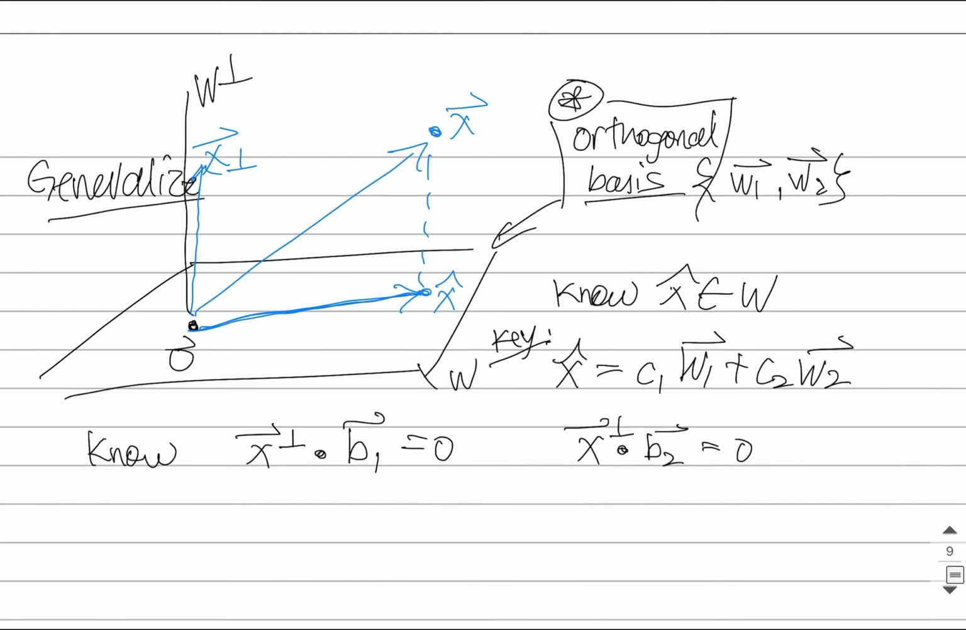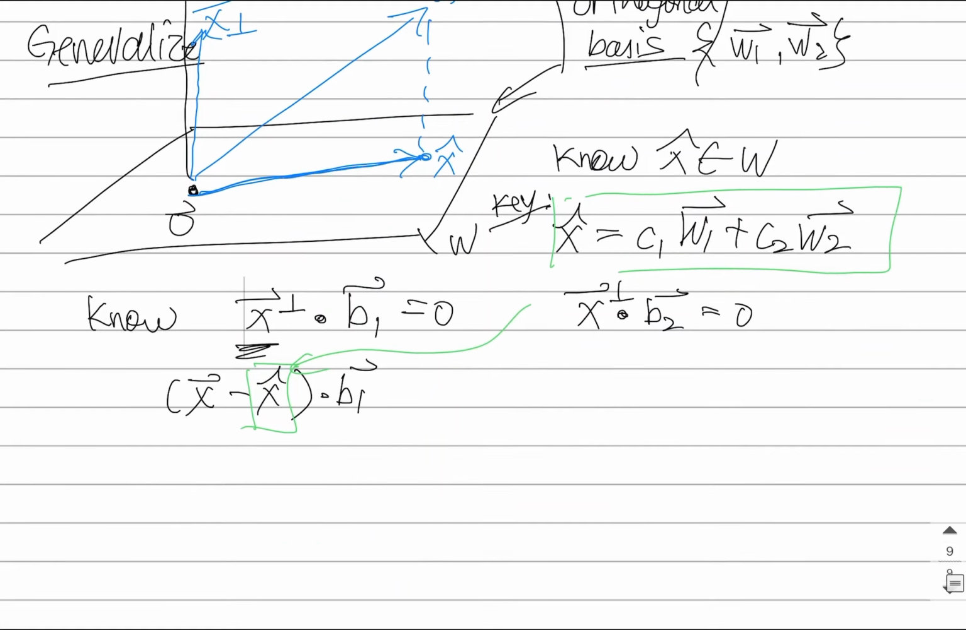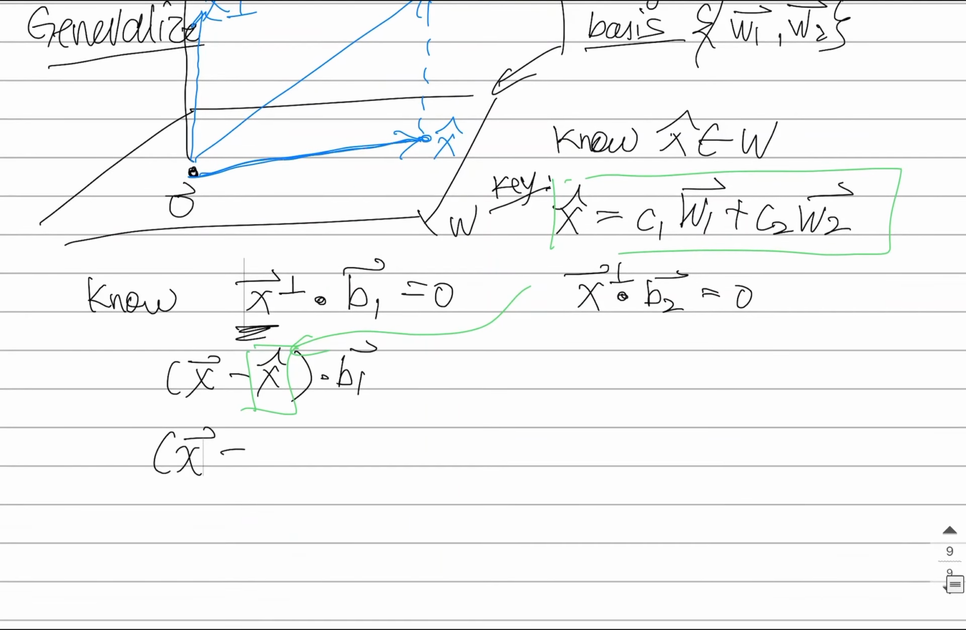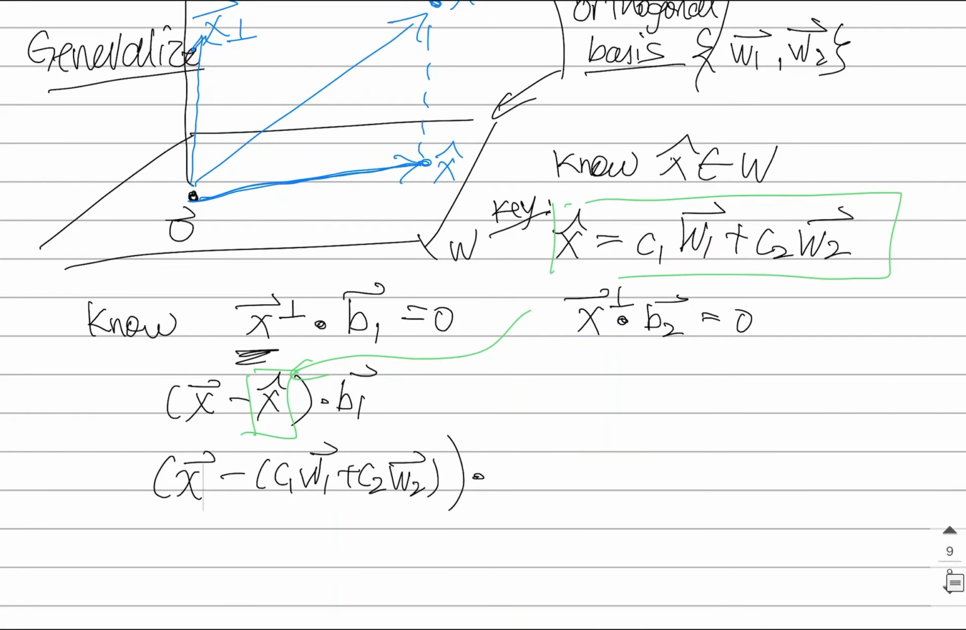Because it's orthogonal. That's what complements mean. Now, from vector addition, this is just x minus x hat dotted with b1. And from this key idea right here, I know that I will be able to write this as x subtract c1w1 plus c2w2. And, sorry, I shouldn't call them b1 and b2, my mistake. These should be w1 and w2. Once again, orthogonality kicks in.